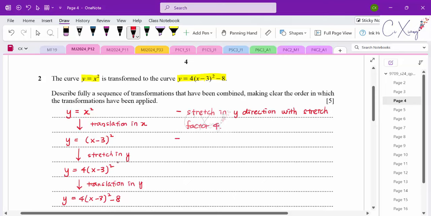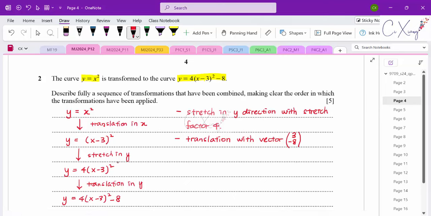Okay, then after that, followed by translation in Y. But translation in Y and X, I can make straight away into one transformation, because the vector can fit both directions for X and Y. So I just write translation with vector. If you have a look at the X, it is minus 3. So when you bring it out from the bracket, it will be a positive 3. For translation in Y, it is negative 8. So you directly write negative 8 in your vector here. So we are combining the translation of X and Y in one step. They can combine in one step, no problem.